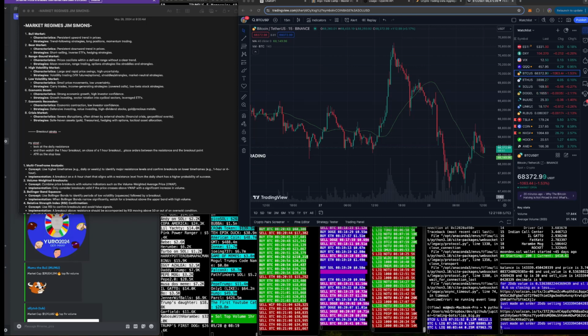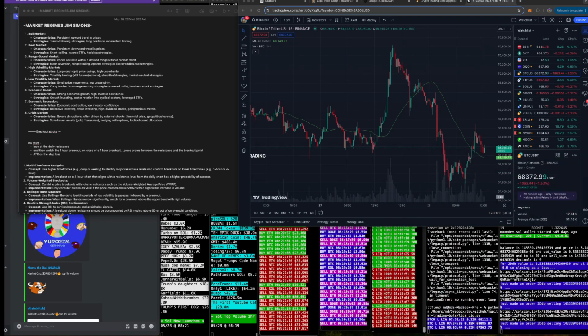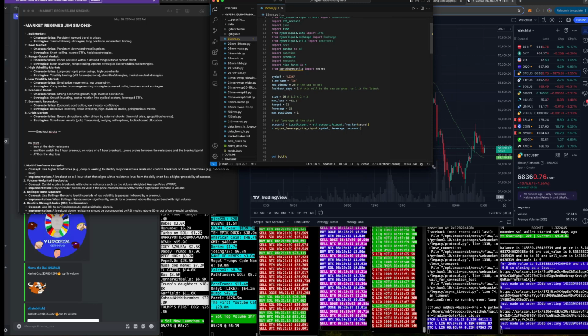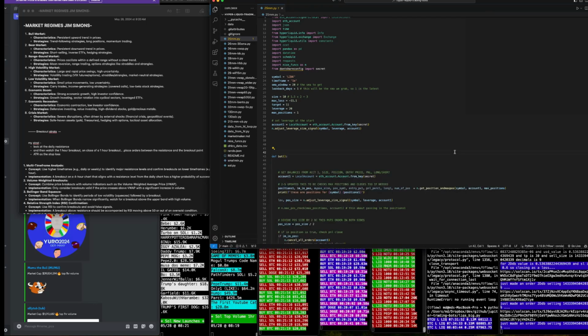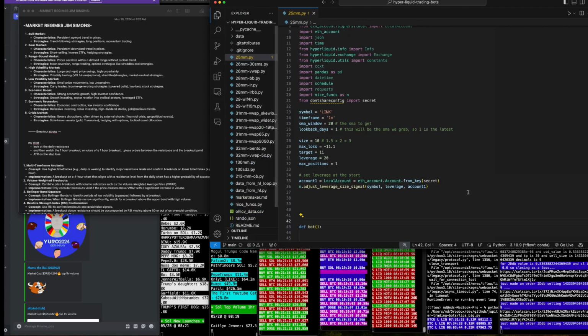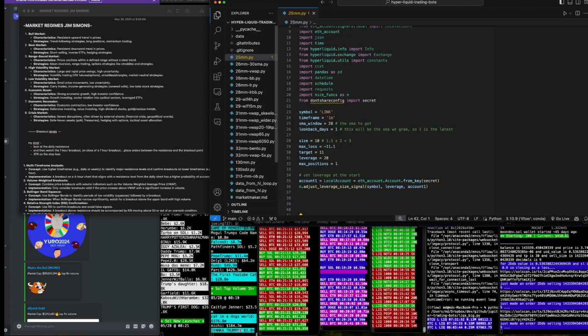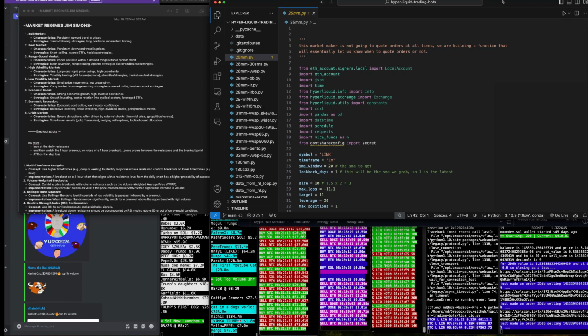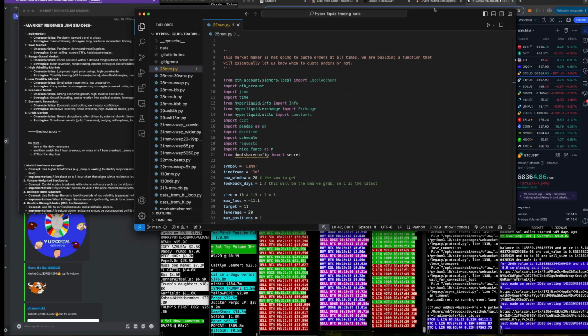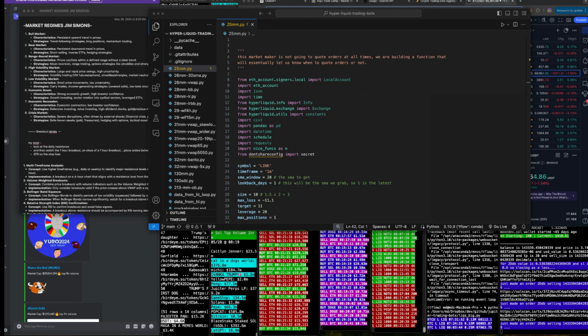I need to get a secret key going in here. So we've got this Visual Studio Code that has a bunch of good stuff here for Hyperliquid. It's an exchange I'm going to be using here today. Honestly, the stream might be a little shaky, but we'll see.